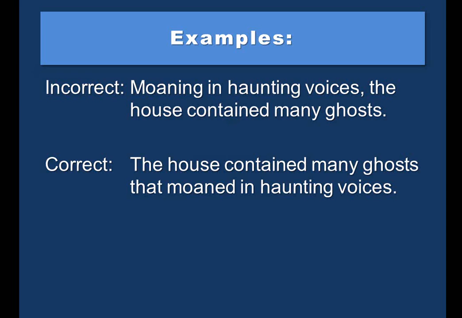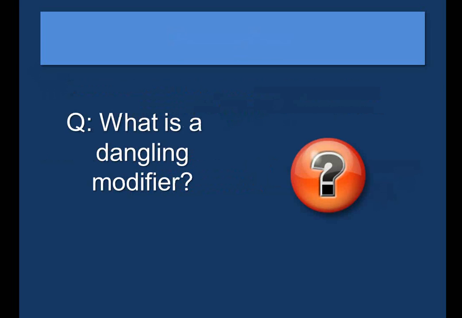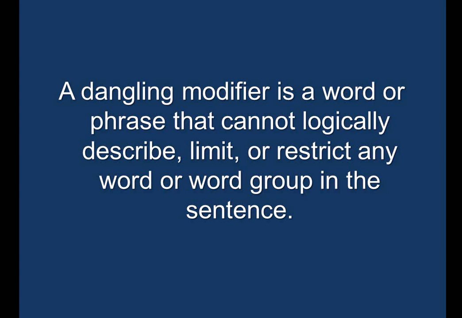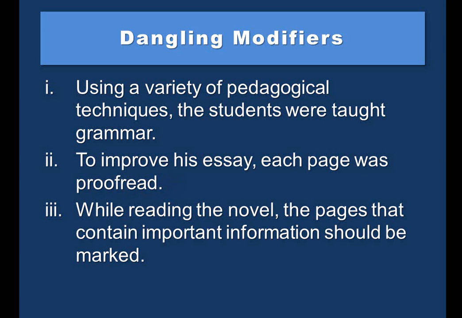Now, what is a dangling modifier? A dangling modifier is a word or a phrase that cannot logically describe, limit or restrict any word or word group in the sentence. A few examples coming up. First one, using a variety of pedagogical techniques, the students were taught grammar.